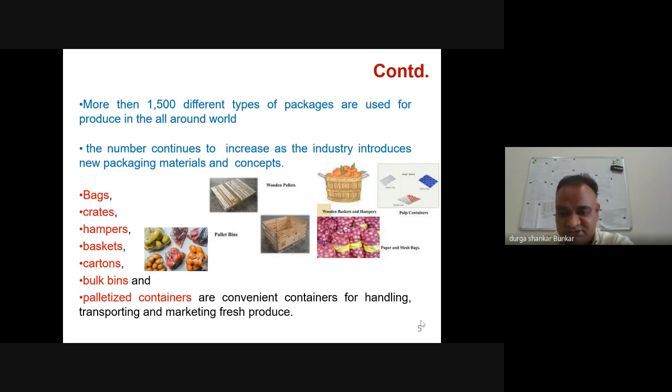Some examples are bags, crates, then the carton, the bulk bin, and the palletized container. The palletized container is basically a more convenient container for handling, transporting, and marketing fresh produce. If we see this slide clearly, there is the notation of wooden pallets, which are basically used, and the pallet bins are also used as material for transport from one place to another.